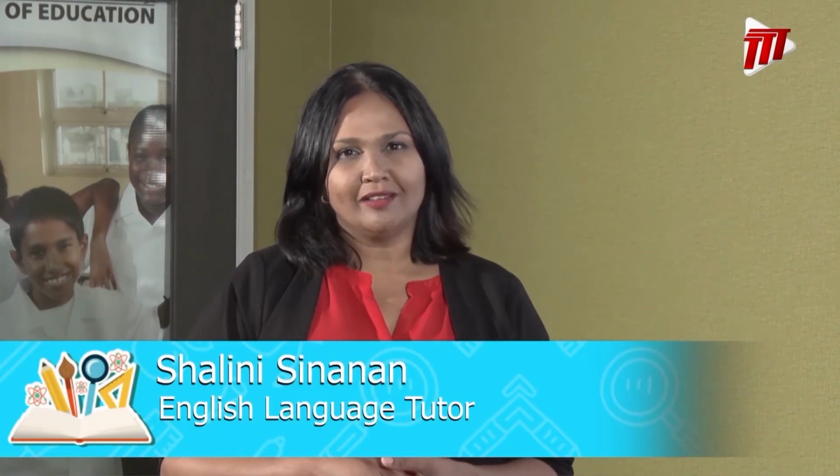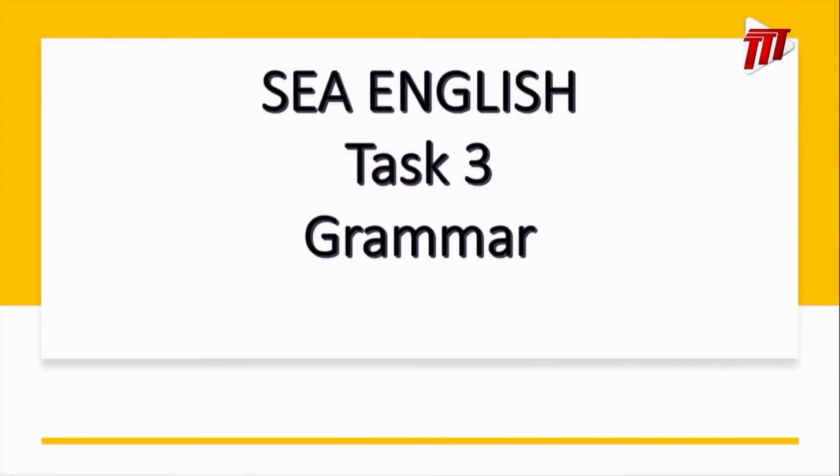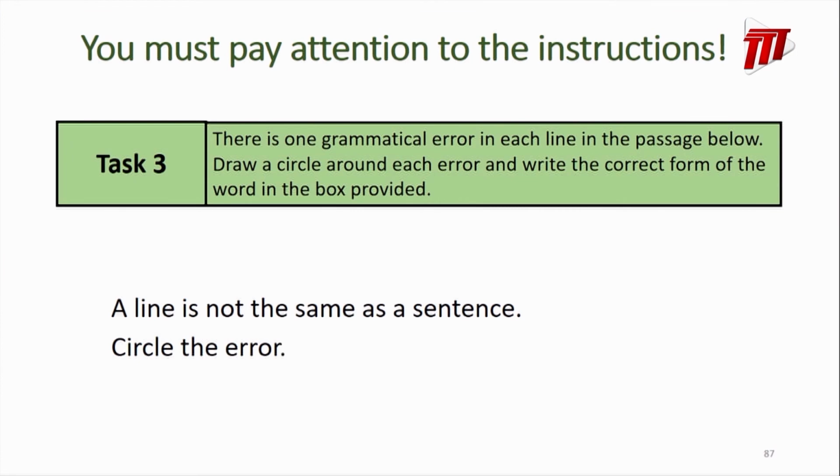Welcome back as we complete section one of your English language arts paper. We are on to task three, which is our grammar section. And as we go through our instructions, I need you to note that your instructions are very important. These are what guide you to let you know exactly what you have to do in each task. All right, so for your grammar task, we have one grammatical error in each line, and you must draw a circle around the error and write the correct thing in the box that is provided.